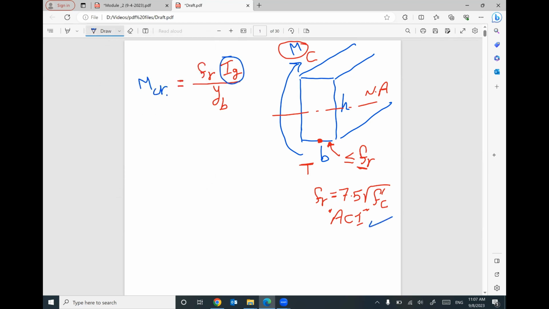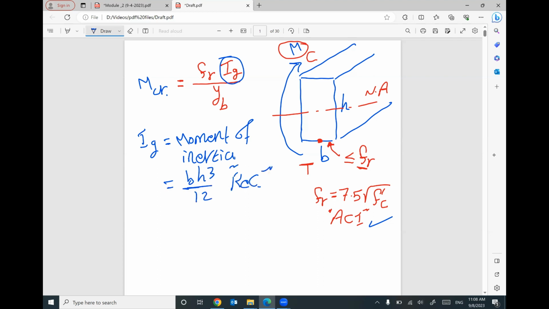I gross equals the moment of inertia. If your cross section is a rectangle, it will be B H cubed divided by 12. If it's something else, we have a different technique to figure out the I gross, and you learned this technique in engineering mechanics. I will remind you of it. YB is the distance between the neutral axis or the centroid and the bottom of your cross section. This is YB.